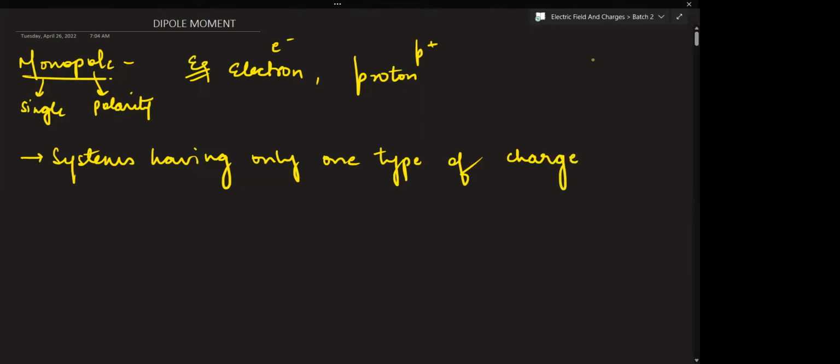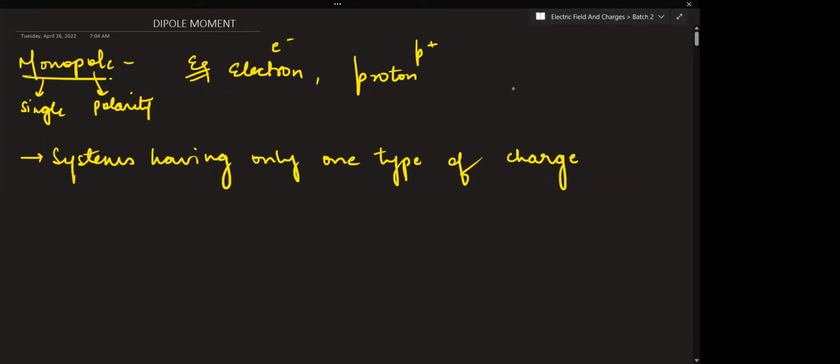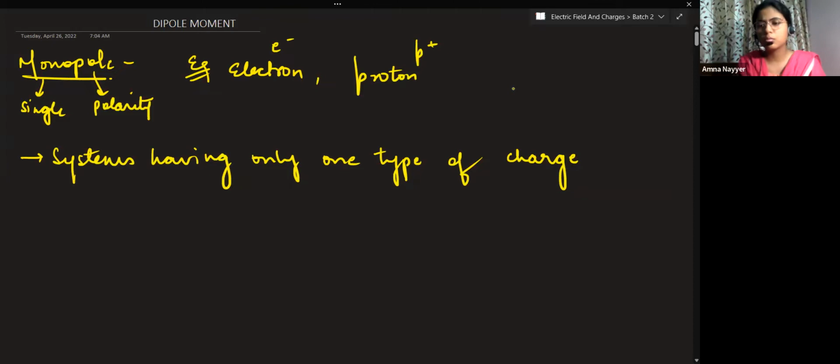Ma'am, can we include neutrons or neutrinos in this? Neutrons will be chargeless, so there won't be any point. You have to consider charge.